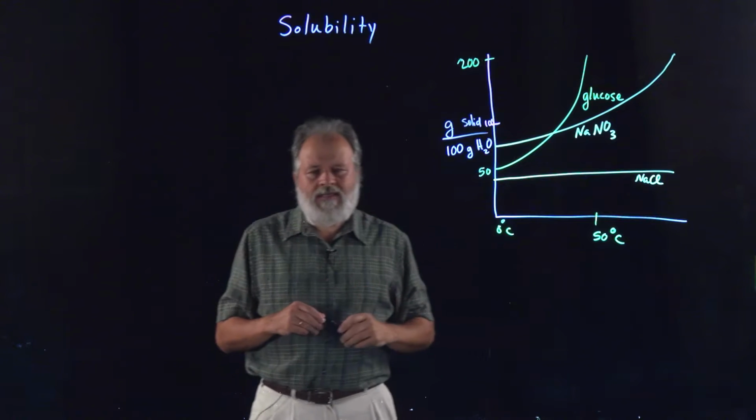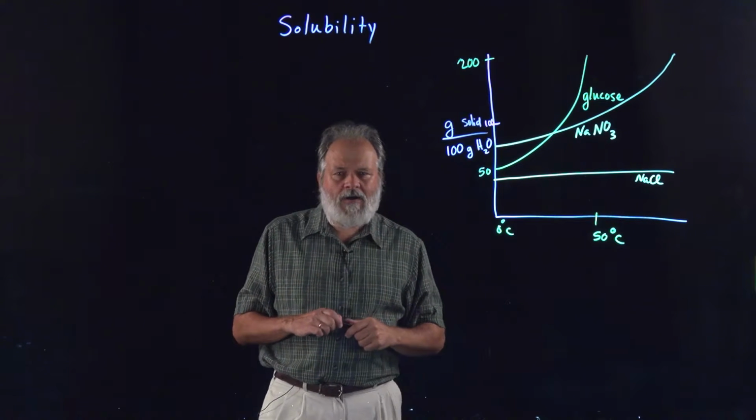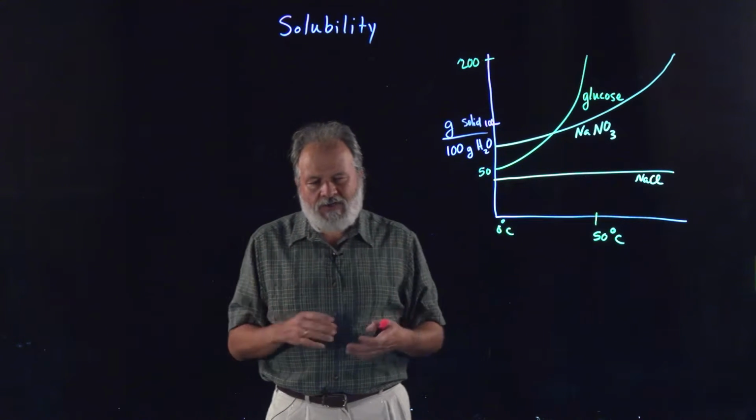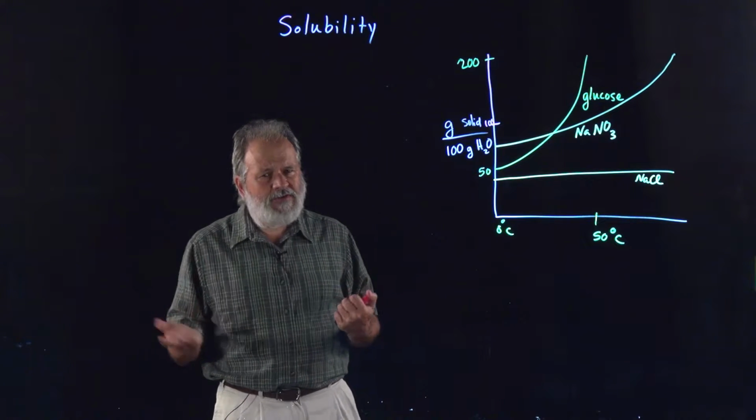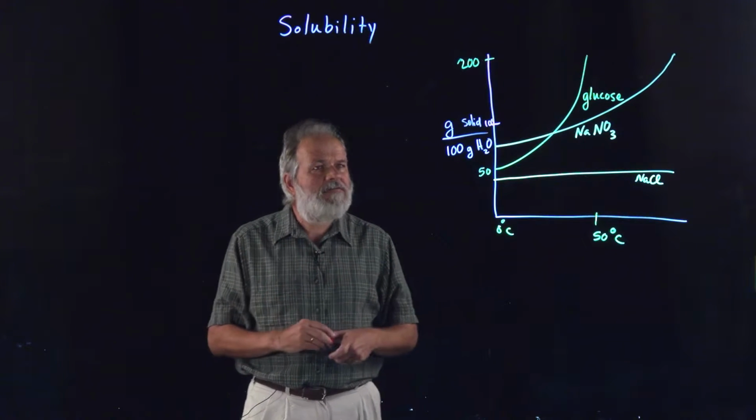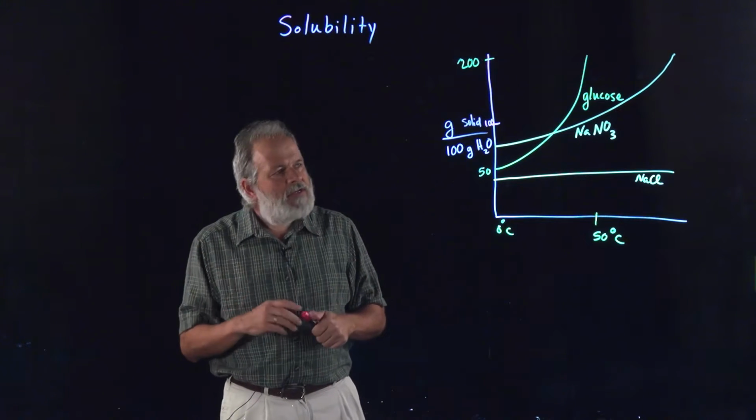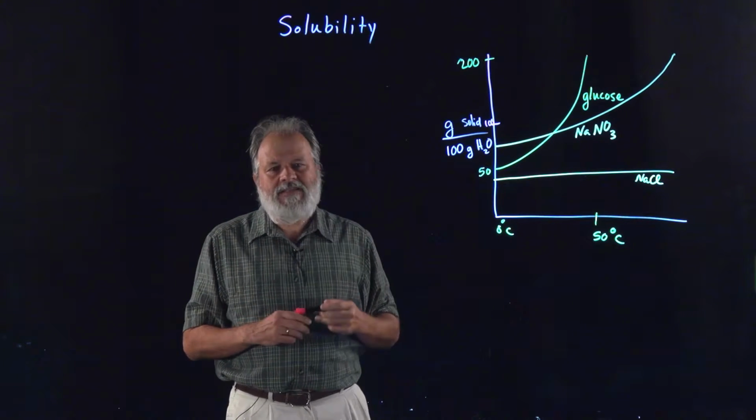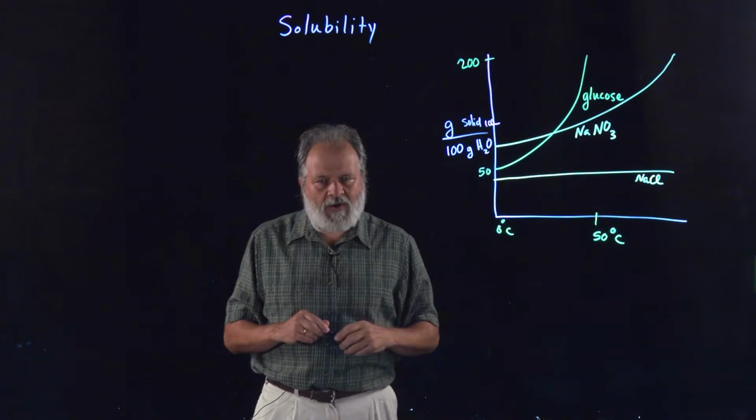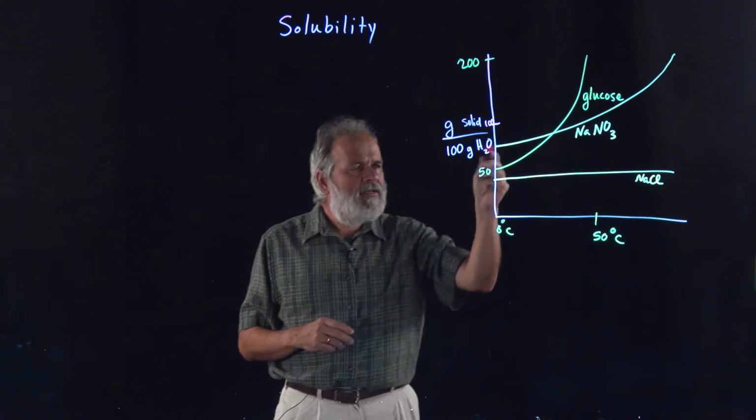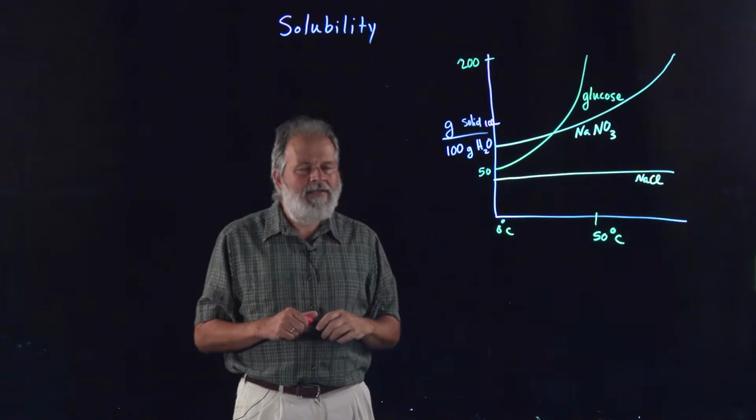Glucose is much more soluble in very hot water. So if you have sugar that's crystallized out of your honey, all you have to do is heat it up and it'll redissolve. Sodium nitrate, for example, also is very soluble even at the freezing point of water, very, very cold water. You can dissolve about 70 or 80.